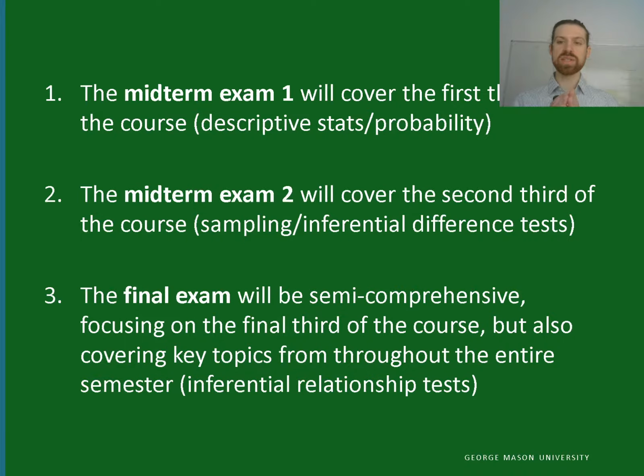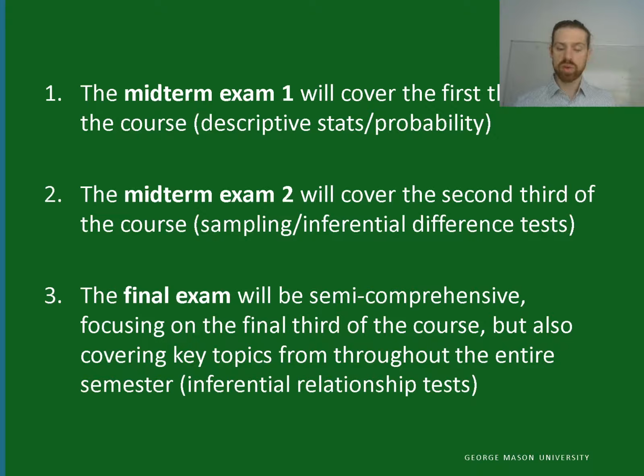So midterm 1 essentially is going to cover the first third of the course, which is the descriptive statistics and probability part. This is the introductory stuff. It's relatively easy, it's not too hard, but then we progress in the middle chunk onto sampling and inferential tests, which are going to be a step up from the first third, and that second third is going to be evaluated during the midterm exam number 2. And then in the final exam we're going to have a semi-comprehensive test, and that's going to cover the final third of the course, but also it's going to recap on some of those other topics that we've covered all the way through the semester.